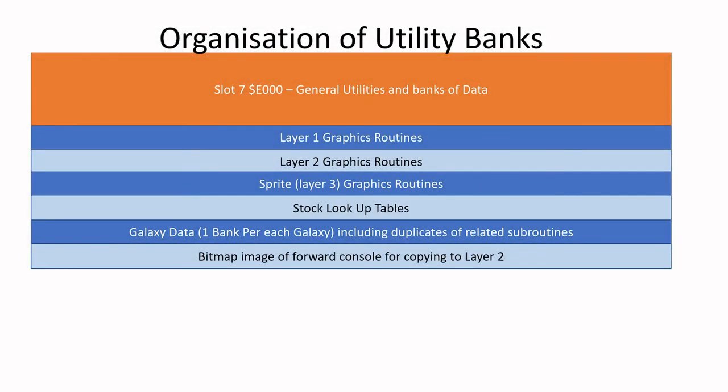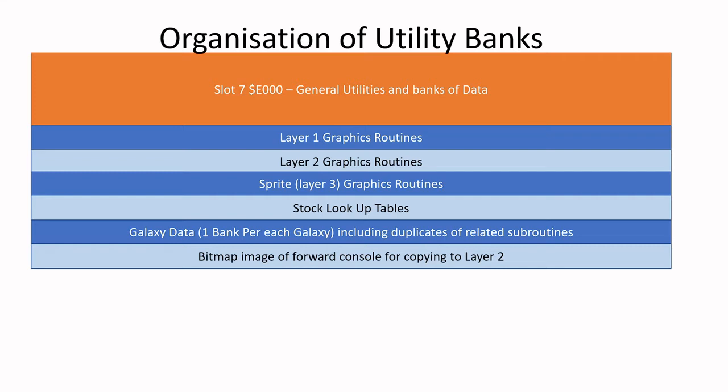Organization of utility banks. Slot E000 holds the general utilities and banks of data. So for instance, layer 1 graphics routines for CLS, print characters, draw lines. Same thing with layer 2, it allows you to draw colored lines, print text in there. Used for things like filled triangles as well, if I manage to get the performance up enough to do solid filled ships. Layer 3 is used for sprites.